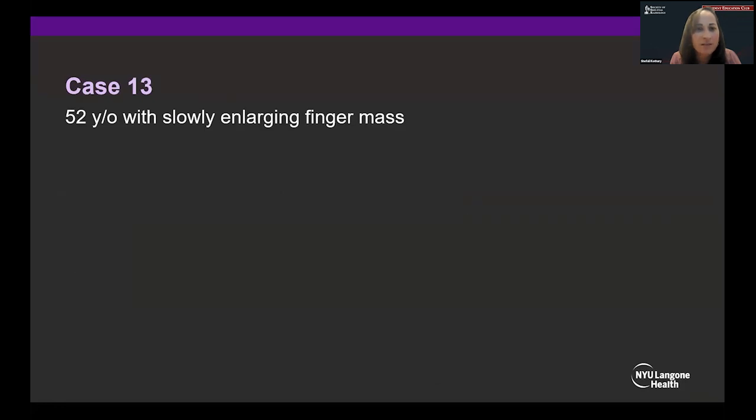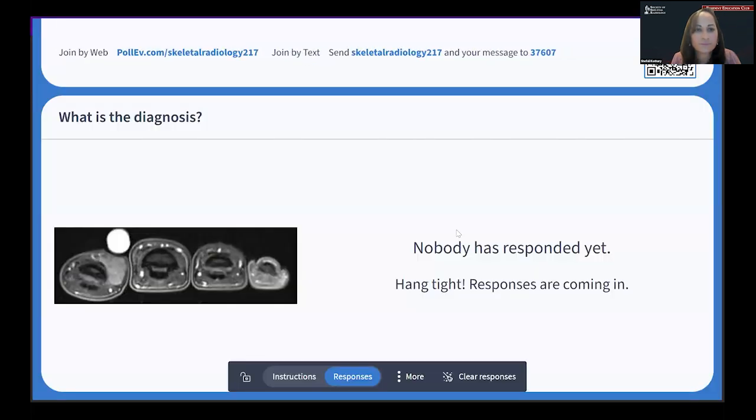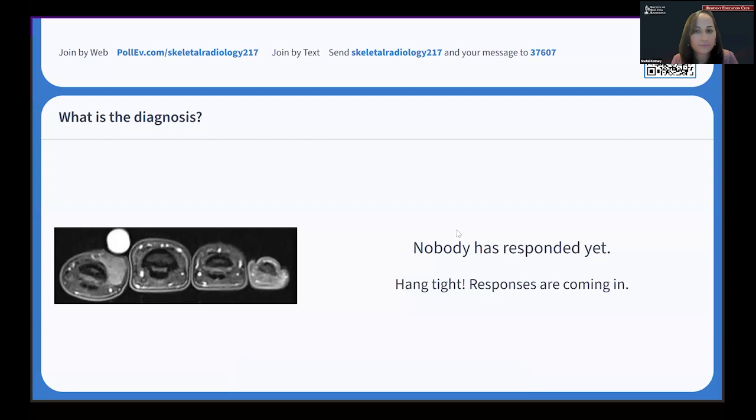Okay, so our next case is a 52-year-old with a slowly enlarging finger mass. So what is the diagnosis?